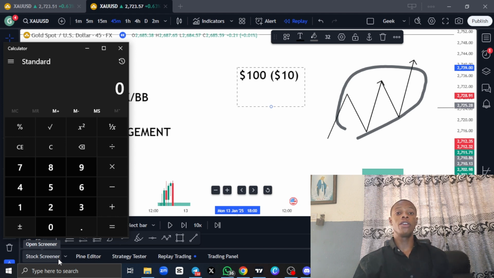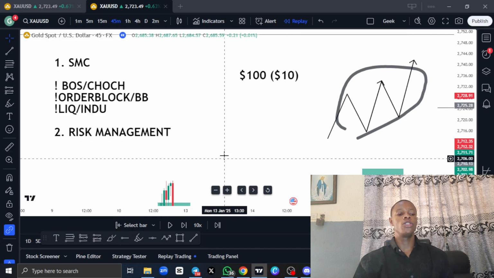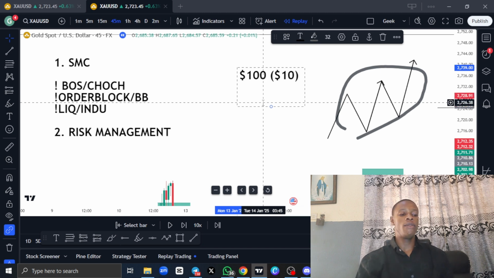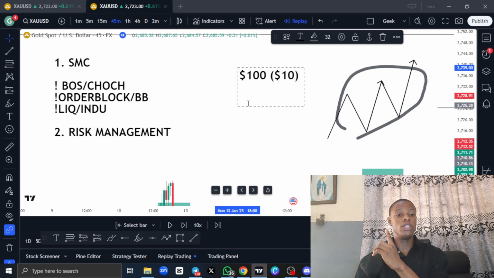Now, let's say you have been trading for 1 year and you are still unprofitable. You have been funding, depositing, and still not making profit. This is the reason. The first reason is you don't have a risk per trade. Remember, the first thing is a strategy.